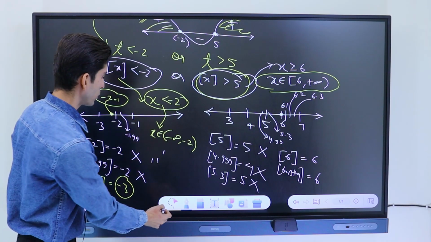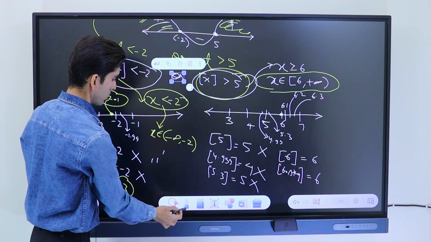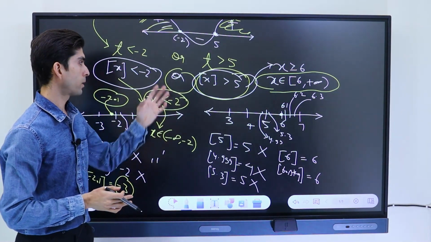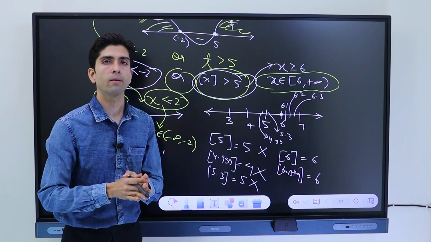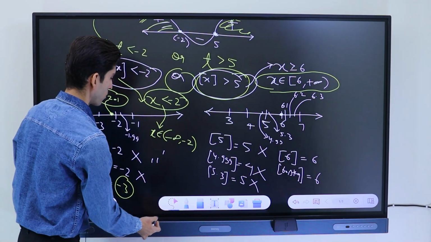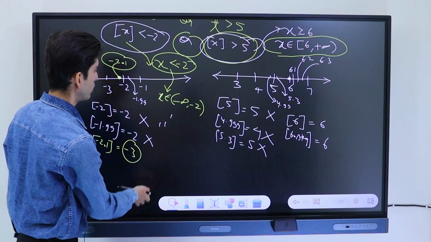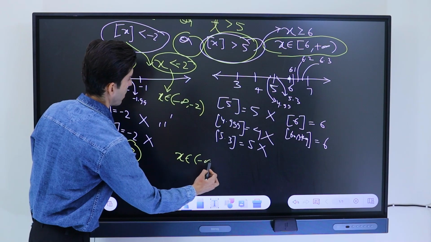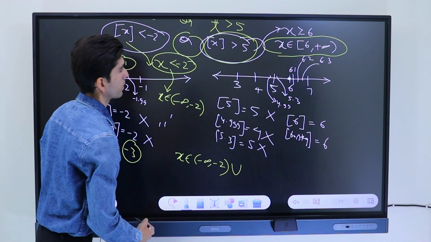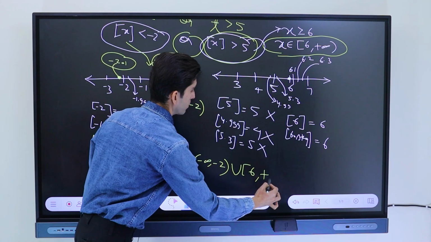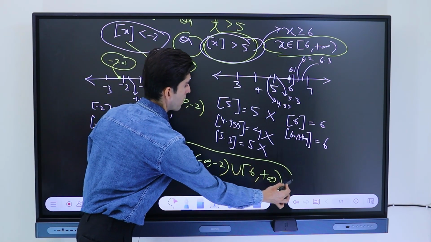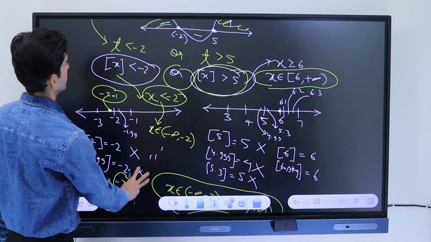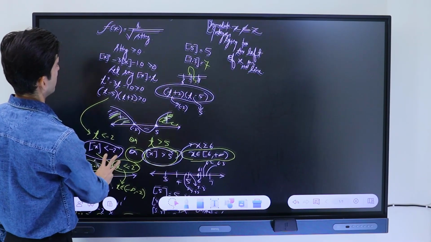Now we'll make the union, because we have OR. You all are aware of the difference between OR and AND. When there is OR, we have to take union, and when there is AND, we have to take intersection. So our final answer will be the union of these two solutions. So x belonging to (minus infinity, -2) union [6, positive infinity). This is the domain for our expression. Which expression? This expression.